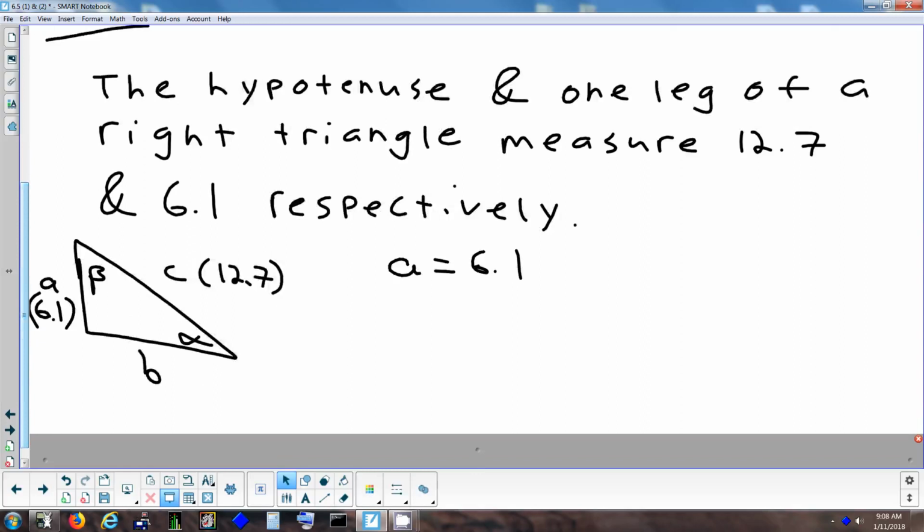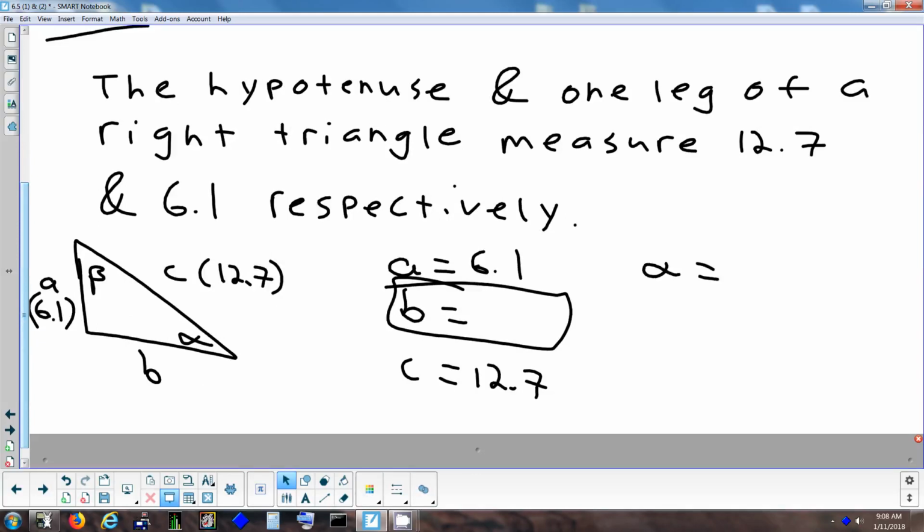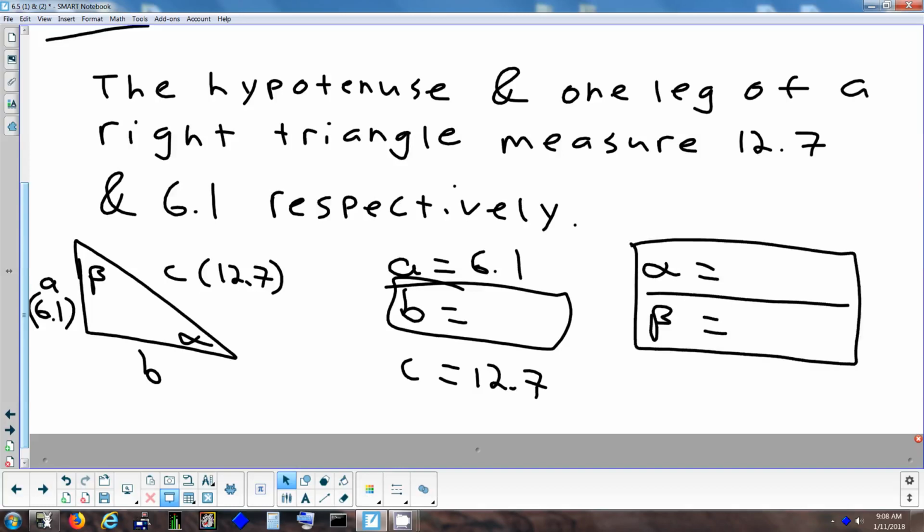So let's make a chart of everything we need to find. So we've got A. B I don't know, but C I know. Alpha, we don't have that. And beta, we don't have that either. And of course we always have the angle across from C. For now it's a 90-degree angle.